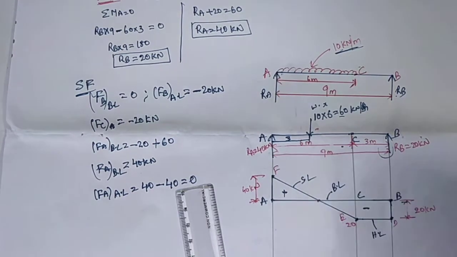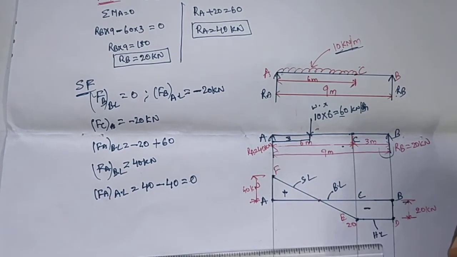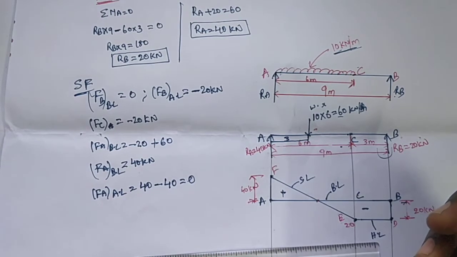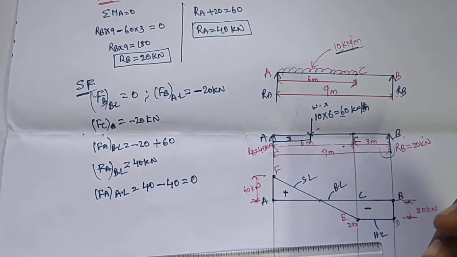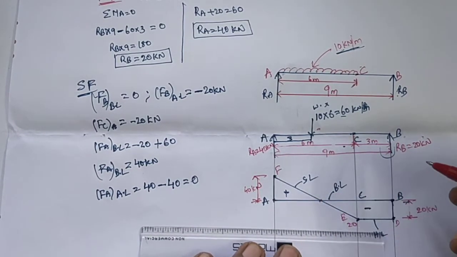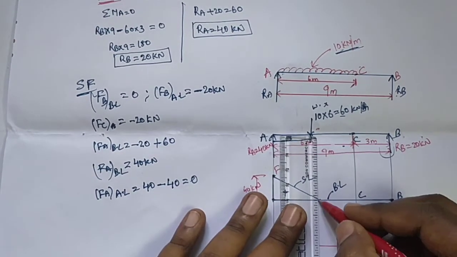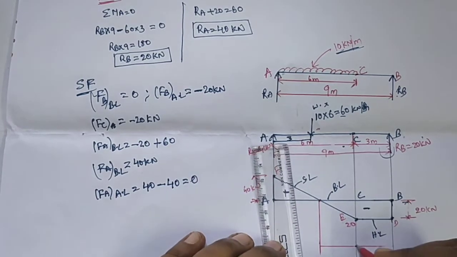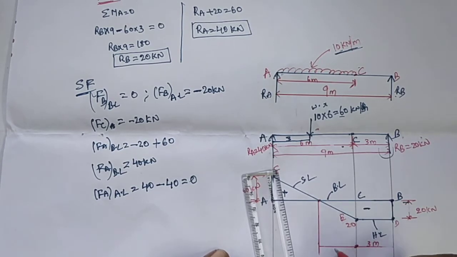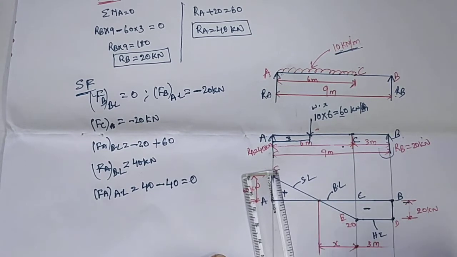Here at one point the shear force value is 0. We need to find out how much distance from the left side or right side. We can take either, no problem. Okay, in this case I am taking from the right side. This distance we already know is 3 meters. Only from this point to this point we take as x, the x distance from C.